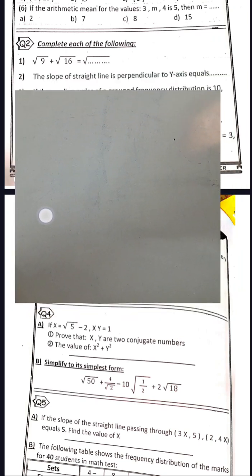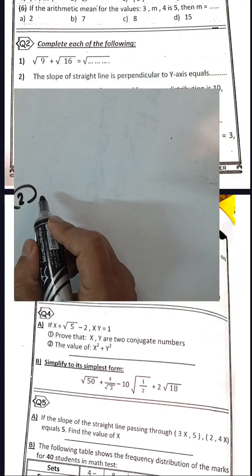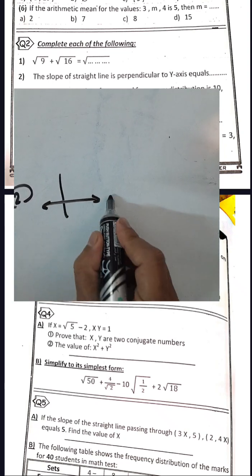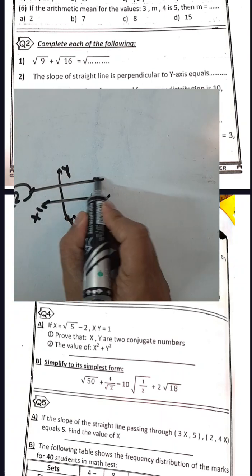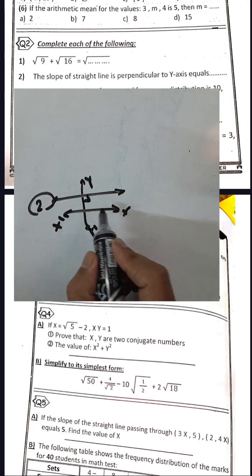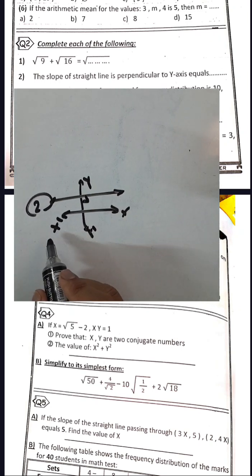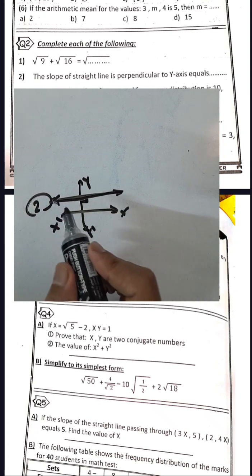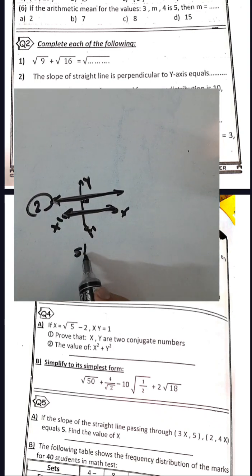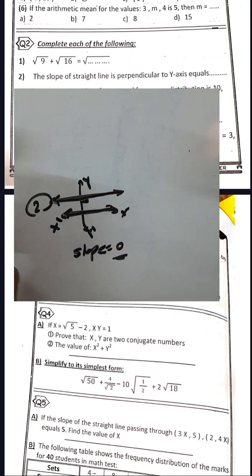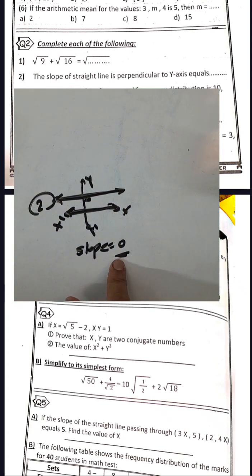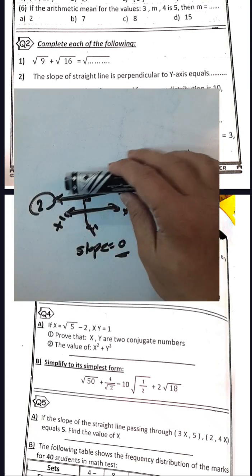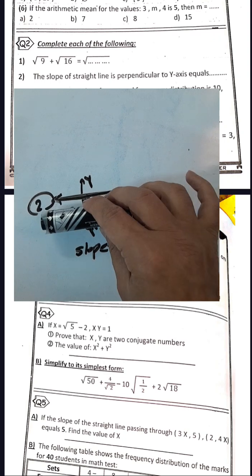Question number 2. The slope of a straight line perpendicular to the y-axis. We have here the x-axis and the y-axis. About this straight line perpendicular to the y-axis, the slope will be undefined or 0. Perpendicular to the y-axis means what? Parallel to the x-axis. Then the slope here will be equal to 0 because this straight line will be parallel to the x-axis. But if this straight line was parallel to the y-axis, the slope would be undefined. Okay, the result will be 0, because the line is perpendicular to the y-axis, so it will be parallel to the x-axis, then the slope will be equal to 0.